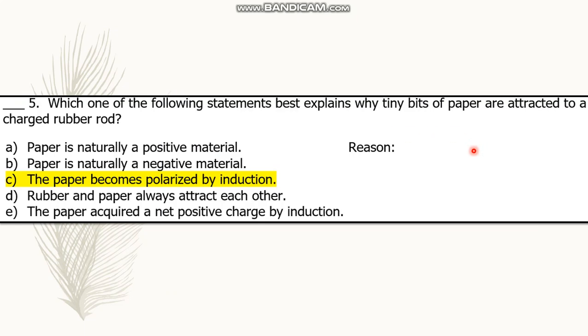So which one of the following statements best explains why tiny bits of paper are attracted to a charged rubber rod? So that's for number 5. The answer is letter C. The paper becomes polarized by induction.